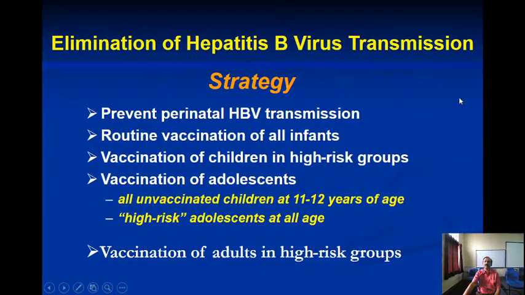Now, there's this elimination of hepatitis B virus transmission program. It was basically for prevention of perinatal hepatitis B transmission. We were to routinely vaccinate all infants, and vaccination of high-risk groups, vaccination of adults. This is all my old slides that have come up. Today we are inoculating everybody. As I mentioned, everybody gets a hepatitis B shot, but it was not so earlier.